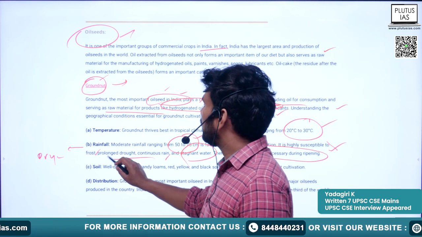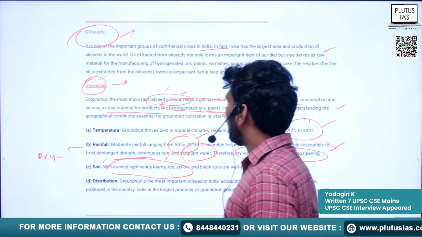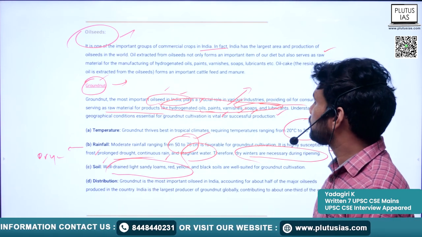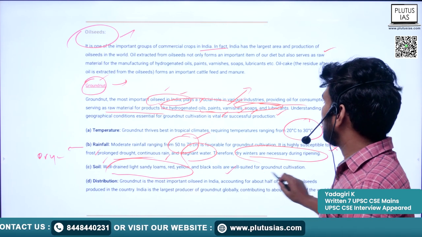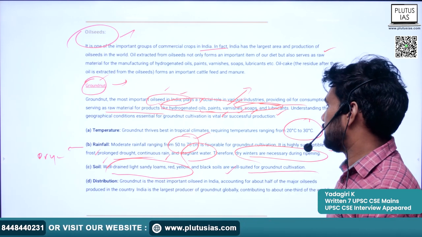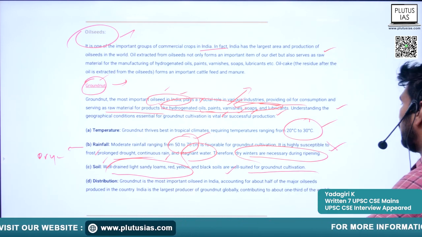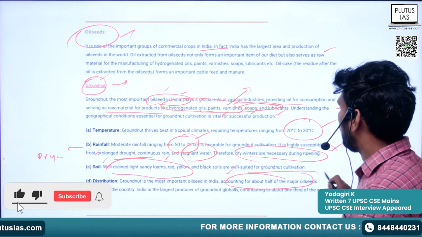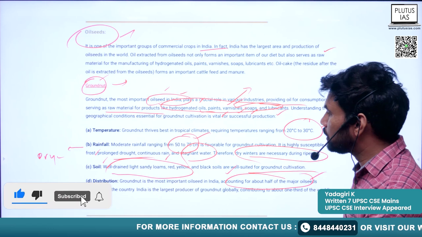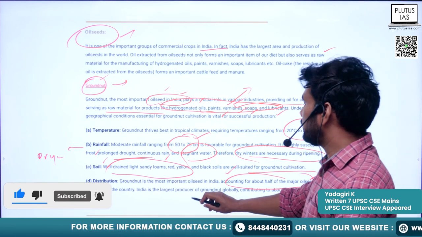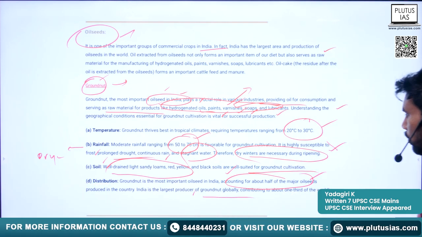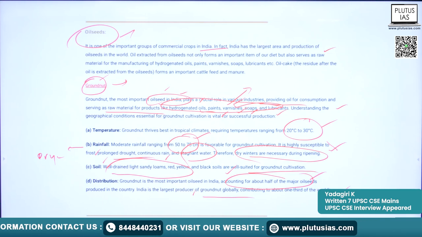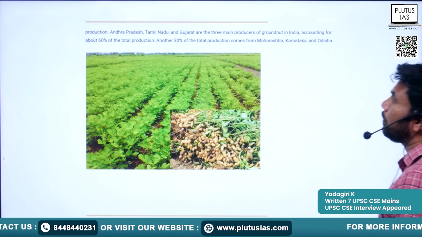Right. Suitable soil is well-drained light sandy loam. Loams, red and yellow and black soils are well suited for groundnut cultivation. If we see the distribution, it accounts for about half of the major oil seeds produced in the country. India is the largest producer of groundnut globally, contributing about one-third of the world's total production.